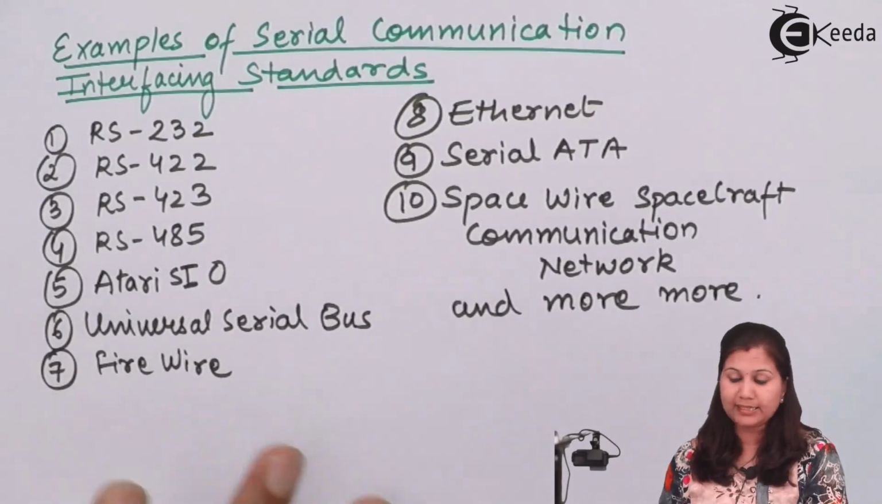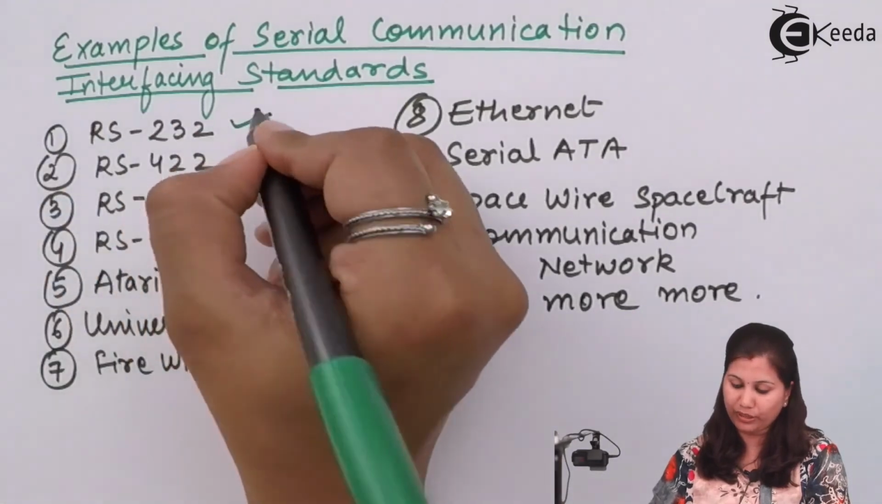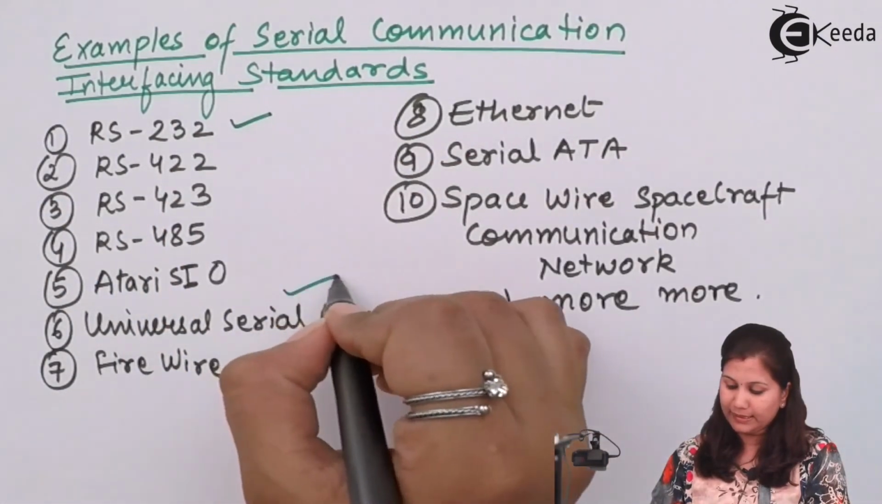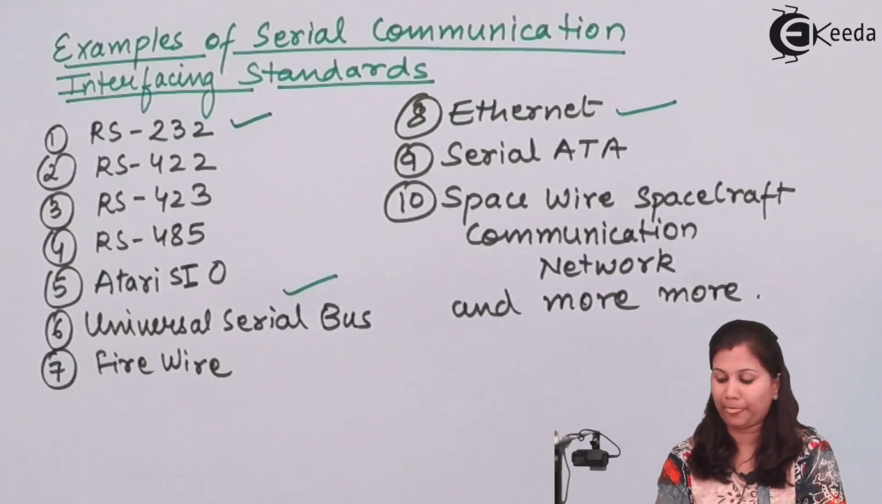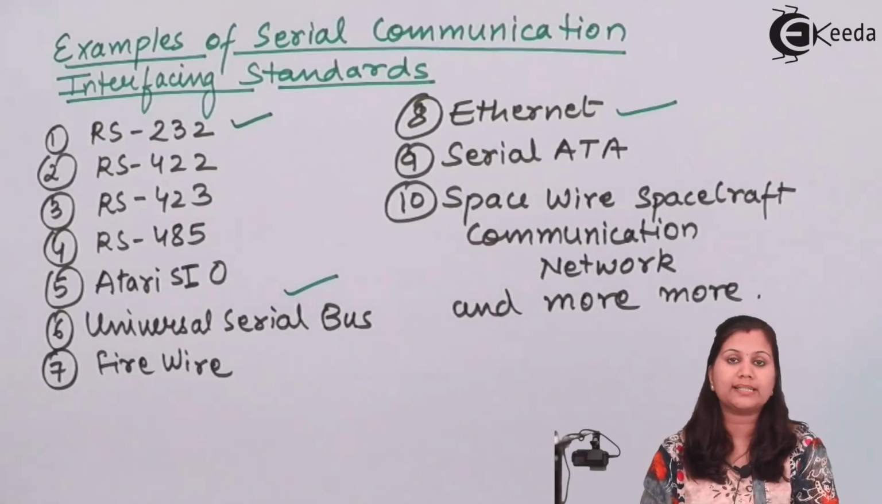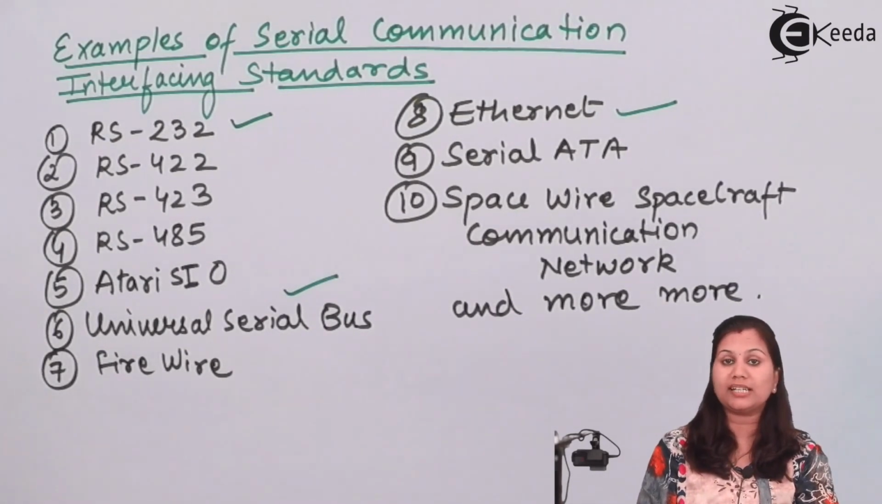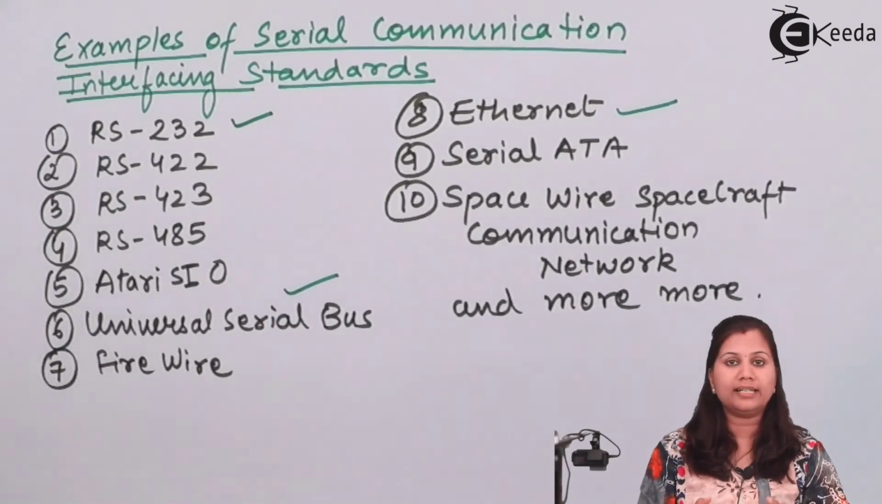Of these interfacing standards, the most commonly used are RS-232, Universal Serial Bus, and Ethernet. These are the most commonly used interfacing standards for serial communication. So in this video, we got an introduction to the serial input-output communication interfacing standards: what the use of these standards is, why they were developed, why there is a need for them, and which interfacing standards are commonly available in the market.